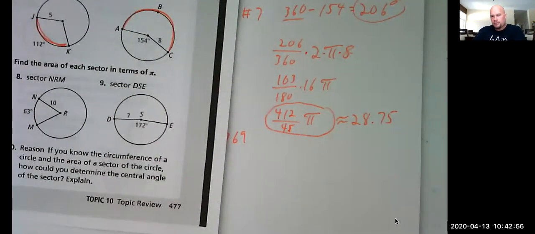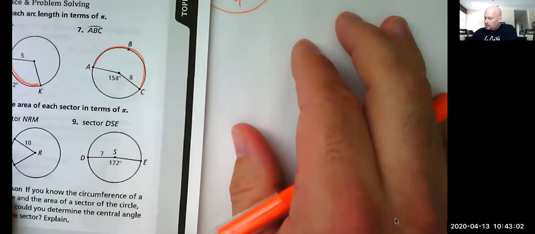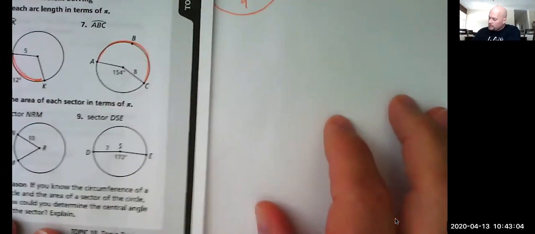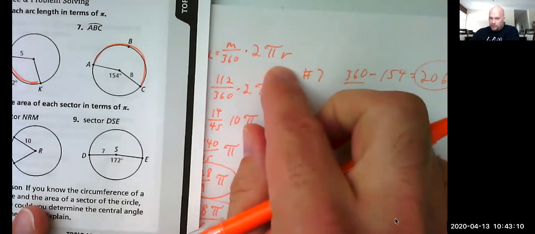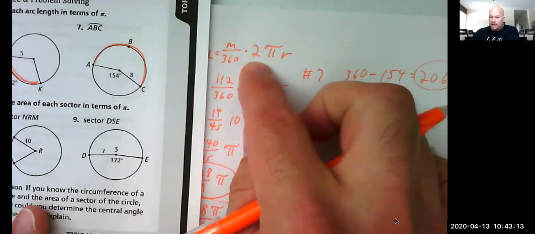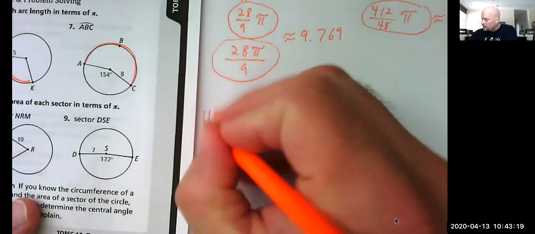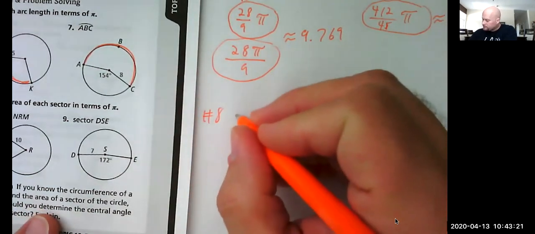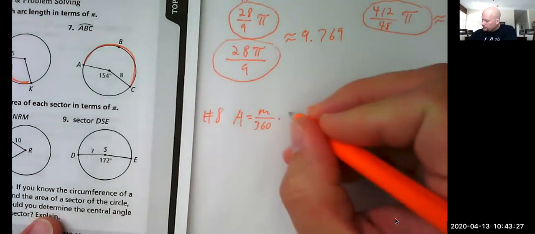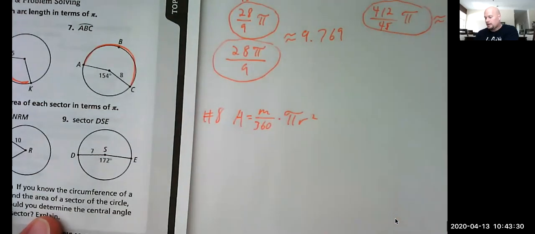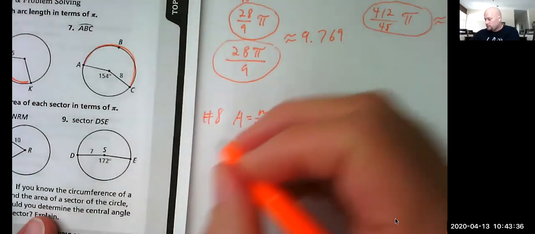Okay, so number 8. Now we're doing area of a sector. The formula is very similar, except now instead of the circumference formula, our area formula uses the area of a circle. It's still m over 360, but now it's pi r squared. So for number 8, area equals m over 360 times pi r squared. Again, the directions say do it in terms of pi.